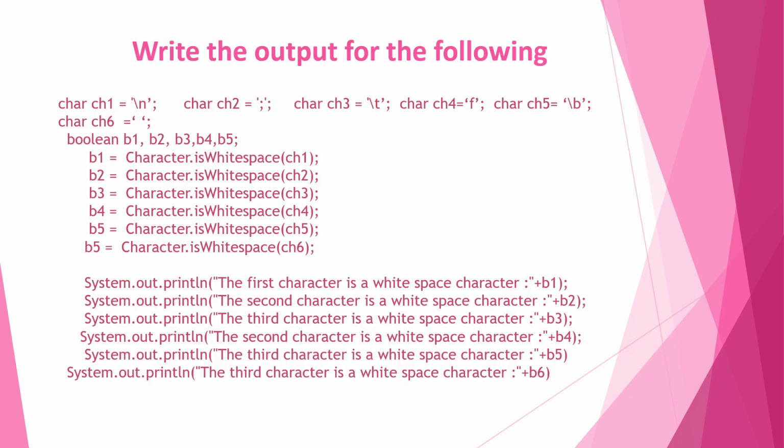Now the next question is regarding white space. What is a white space? It is a space, or we can say an enter sign, which separates words. Here we have some characters. ch1 is \n, the escape sequence for the enter sign. ch2 is a semicolon. ch3 is \t, that is a tab space. ch4 is the alphabet F, ch5 is the escape sequence for the bell sound, and ch6 is a space. We check whether the character is white space for ch1. ch1 is \n, the enter sign, and the enter sign can also be a white space.